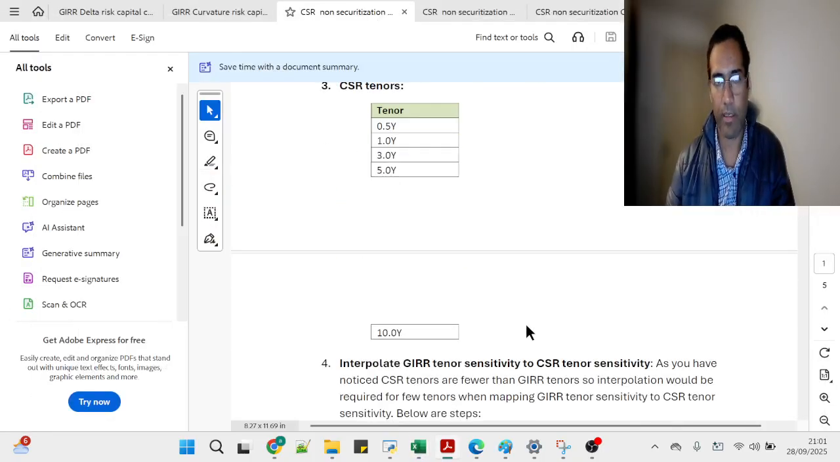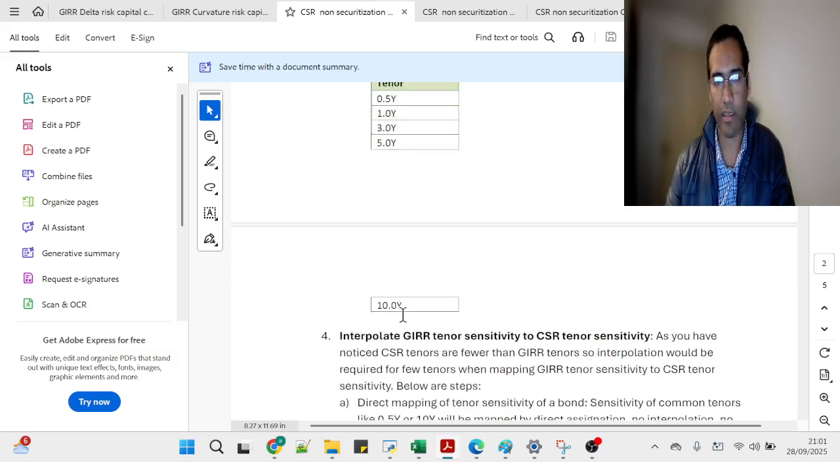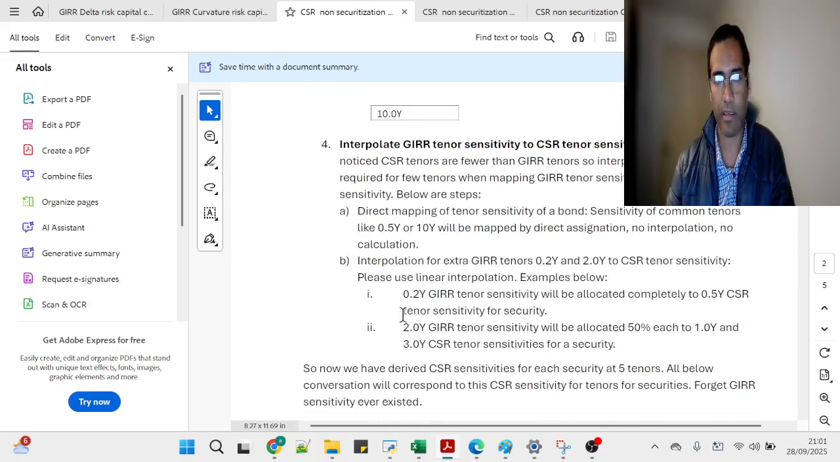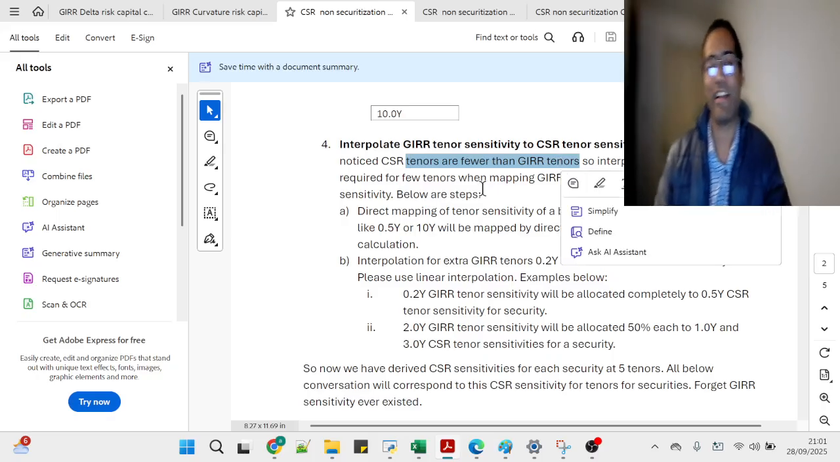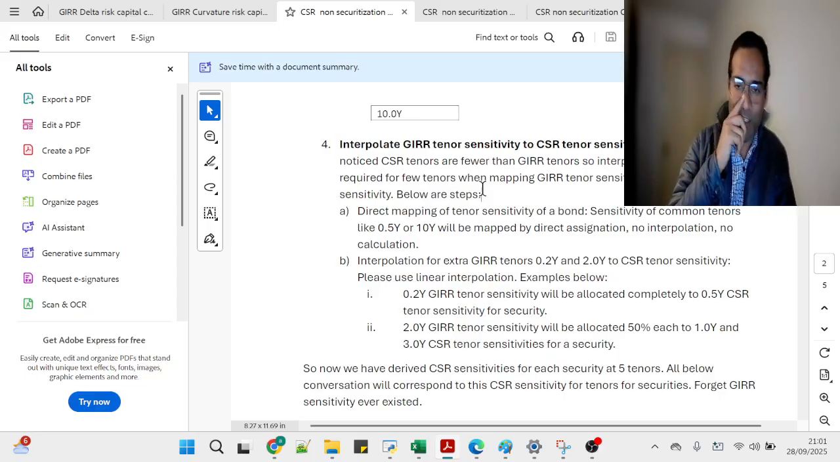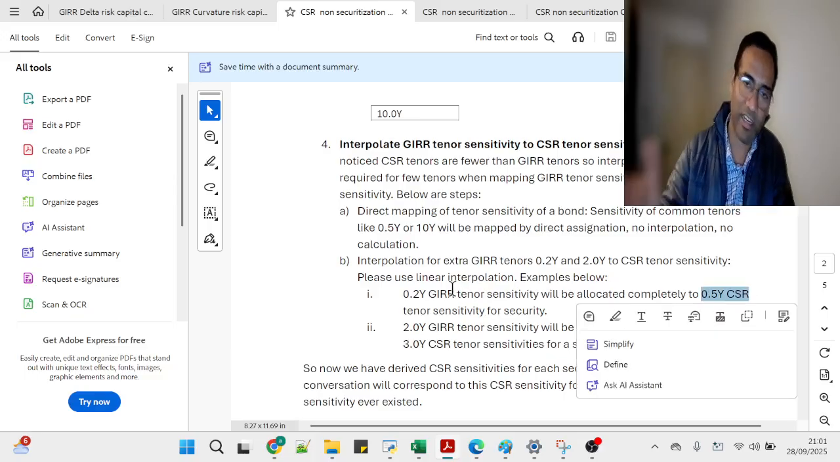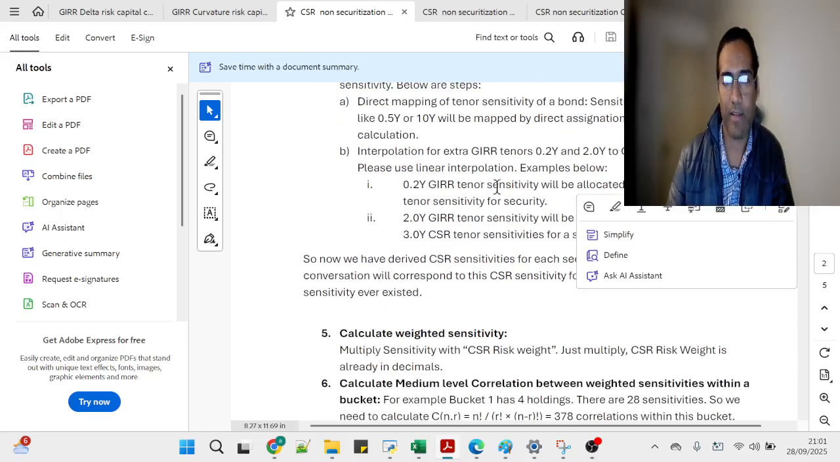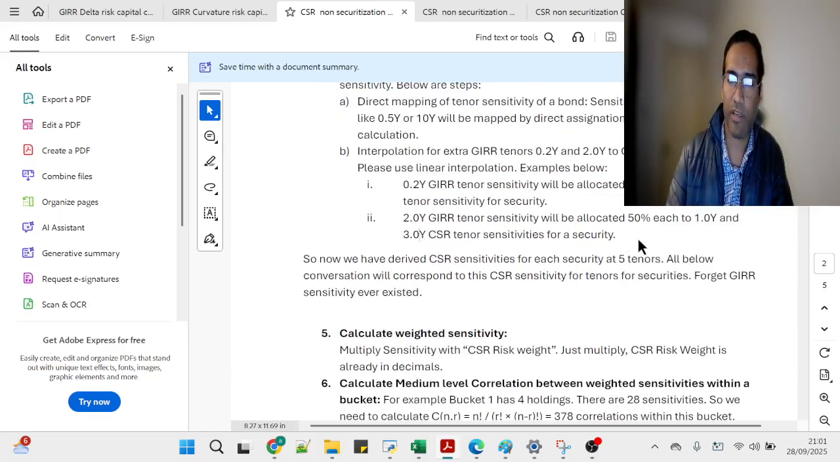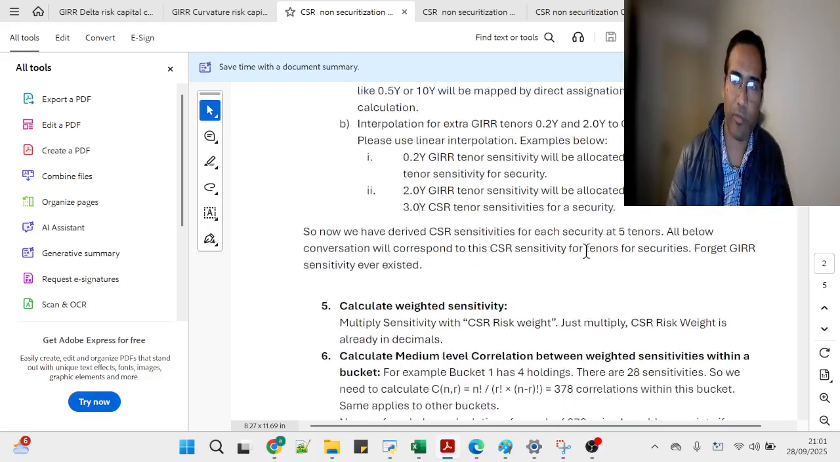These are the CSR tenors. CSR tenors are fewer than GIRR tenors, so that's an important point. Since there are fewer, you have to do some interpolation. You have to assign a 0.2-year GIRR sensitivity to the 0.5 CSR tenor, and 2 years will be allocated with one more interpolation.